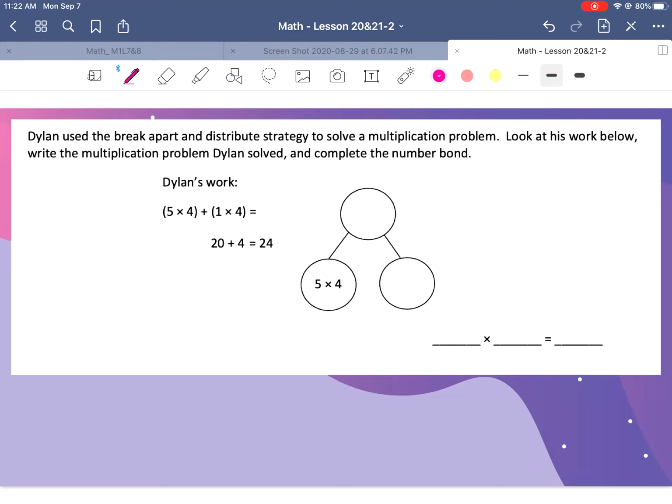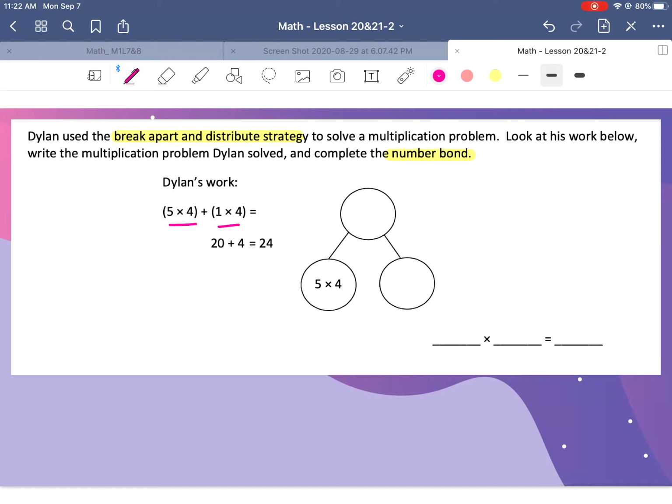Dylan used the break apart and distribute strategy. So once again, whenever there is an instruction about the break apart and distribute strategy, we know that we're using a number bond. To solve a multiplication problem, look at his work below, write the multiplication problem Dylan solved, and complete the number bond. So let's take a closer look.